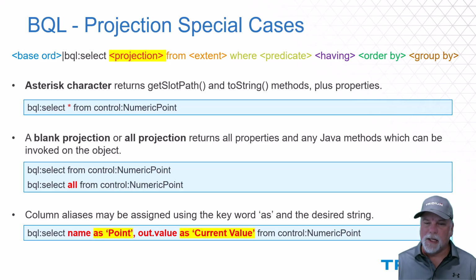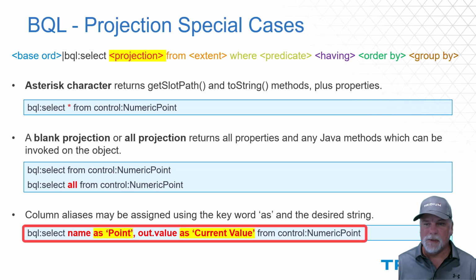The other thing with the projection is that we can assign an alias to the columns, and the BQL engine will automatically assign a name to each column for the items in the projection. And you may find that the names are cryptic, or you just don't like what the default names are. So you can use the keyword as, and then in single quotes, enter a string, and that's going to be the header for that column that you want to see displayed in the table.